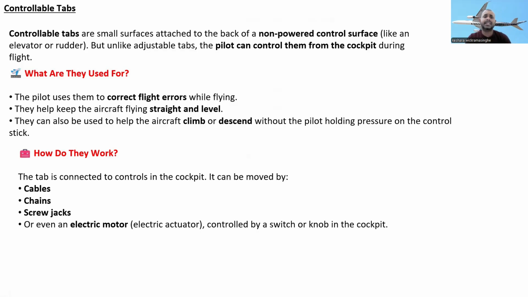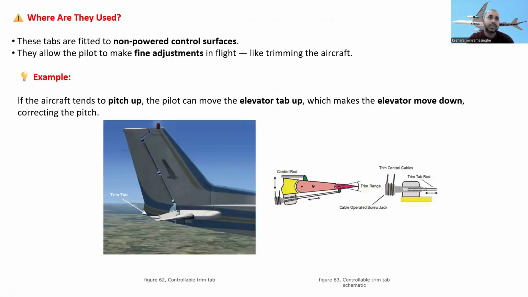Okay, how do they work? The tab is connected to the control in the cockpit. It can be moved by cables, chains, screw jacks, or even an electric motor or electric actuator controlled by a switch or knob in the cockpit. So where are they used? These tabs are fitted on non-powered control surfaces. They allow the pilot to make fine adjustments in flight, like trimming the aircraft. You can see the trim tab here is controllable.